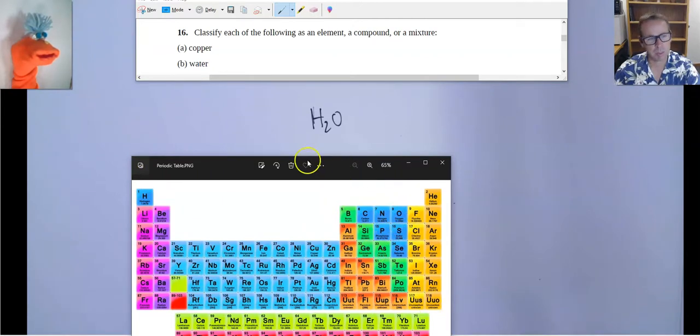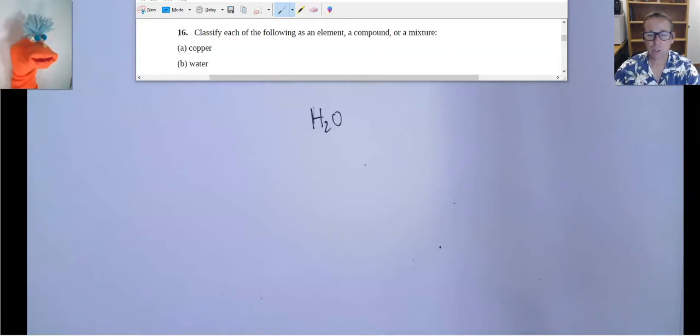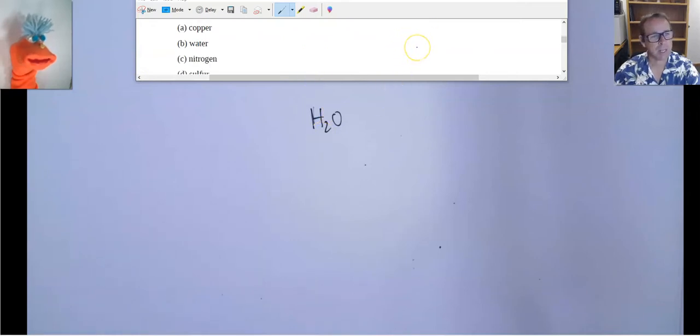Oxygen is a nonmetal as well. Okay, so compounds made of nonmetals are molecules or molecular. All right, so that is a compound. It's a combination of elements to form a new species. All right, what about nitrogen? That's an element. Very good.